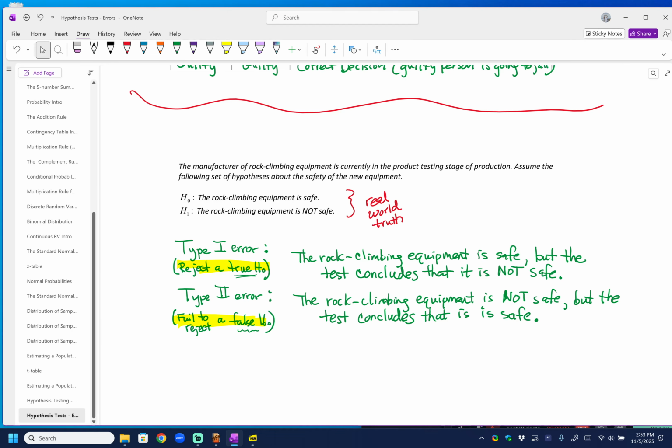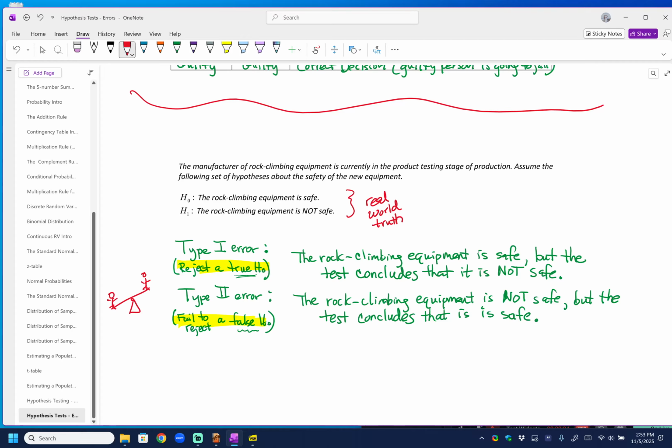So remember, we're talking about the seesaw, right? The seesaw. So if one of these errors is increased, the other one is going to go in the opposite direction. So let's figure out which one of these is worse, and then that will be the one we want to make sure the probability is low.